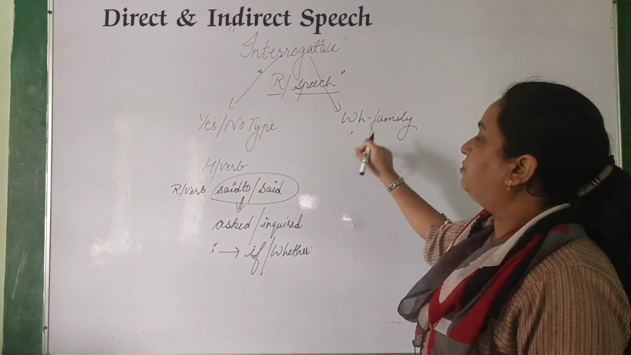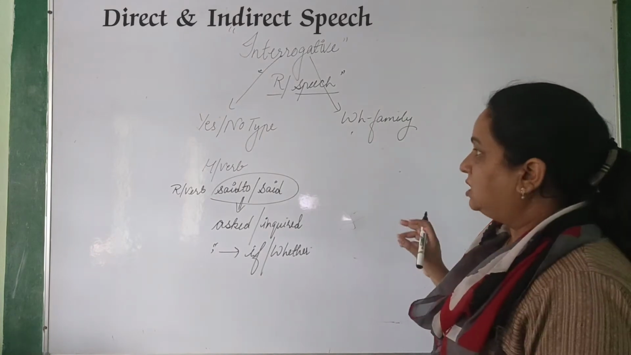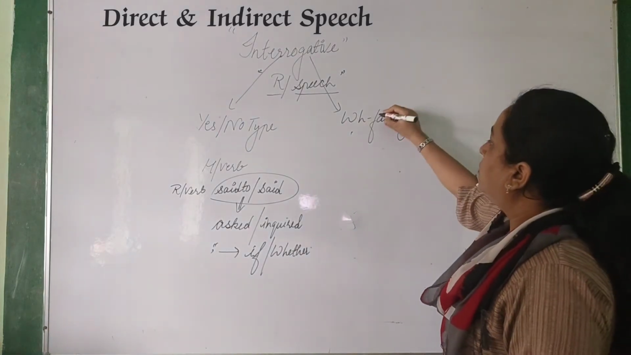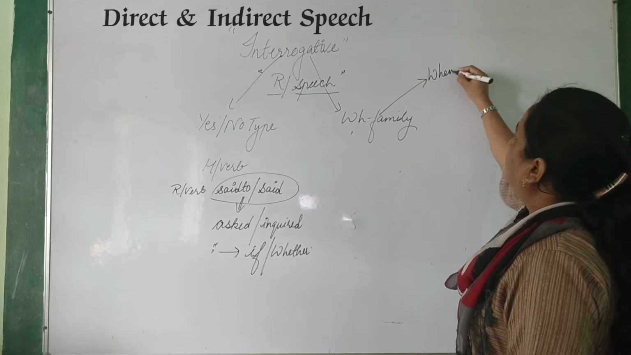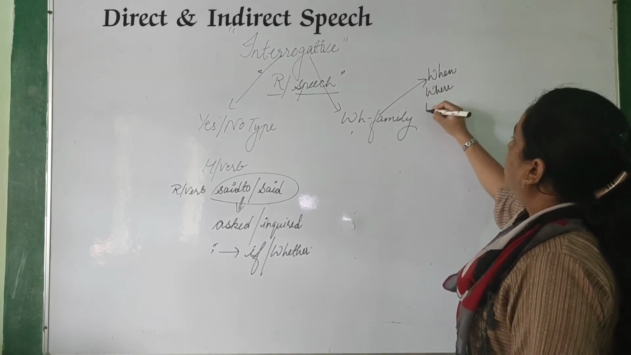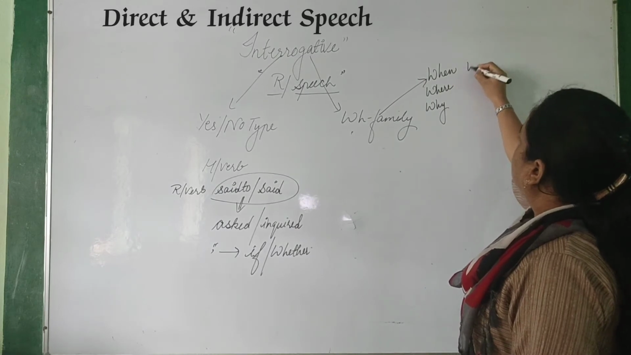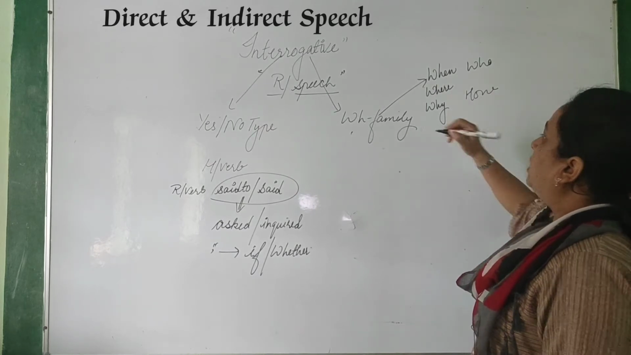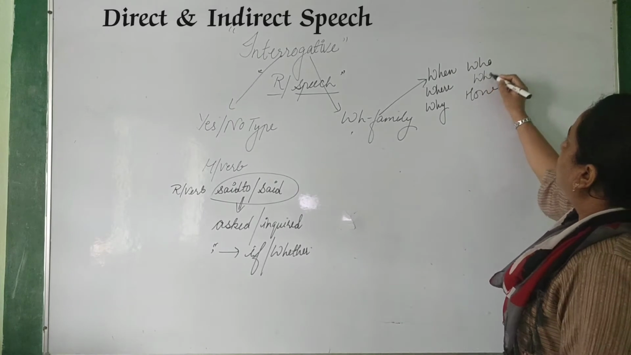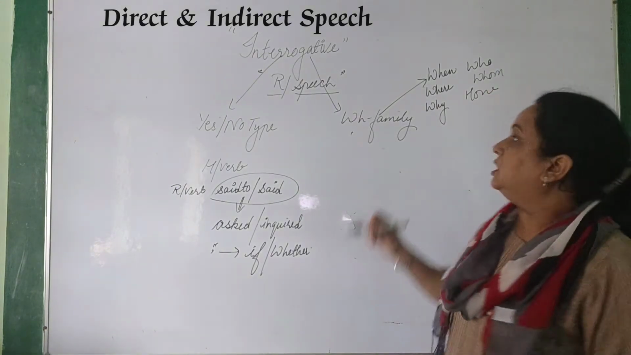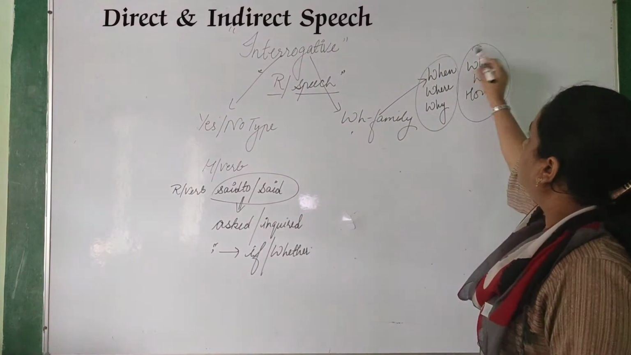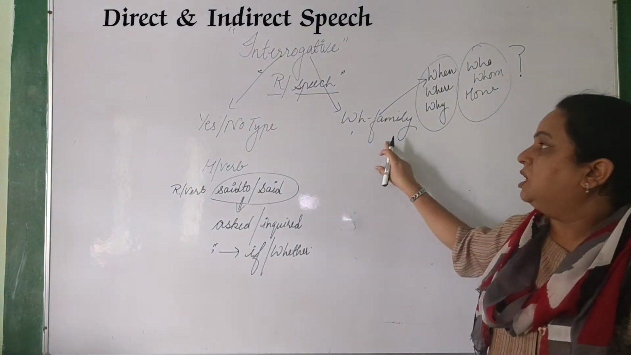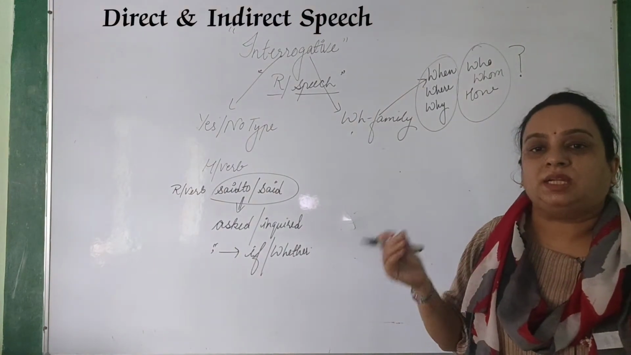Today we have to do it if the sentences in reported speech start with WH family words. When I am talking about WH family words, that is when, where, why, who, whom, and one more, how. If these words are at the start of the sentences and are used to ask questions, that type of sentence will be an interrogative with WH family type of questions.